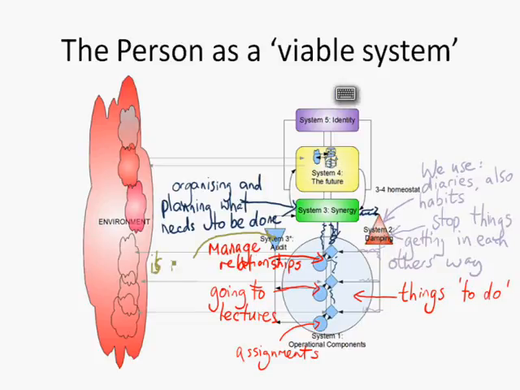In the little blue triangle, this is called System 3 star, and its job is to make sure that the system is doing what it should be doing.